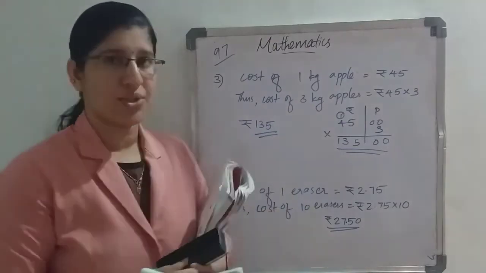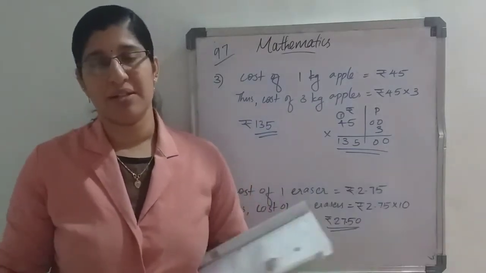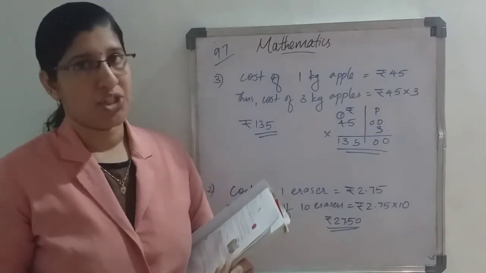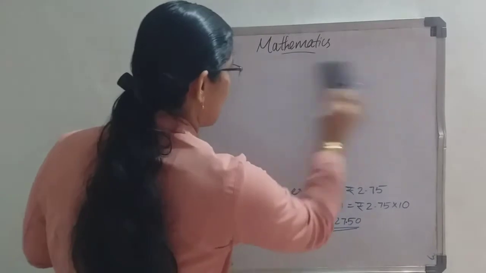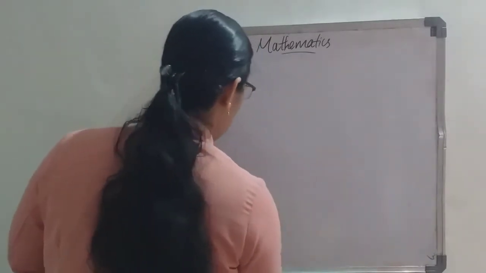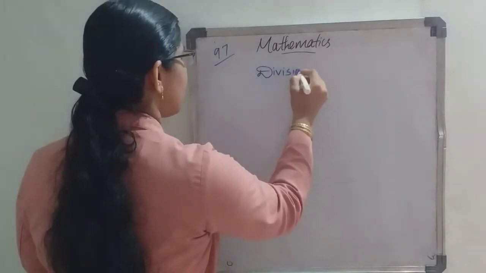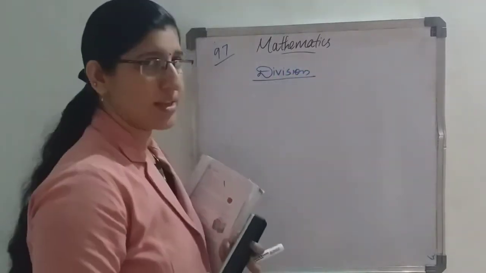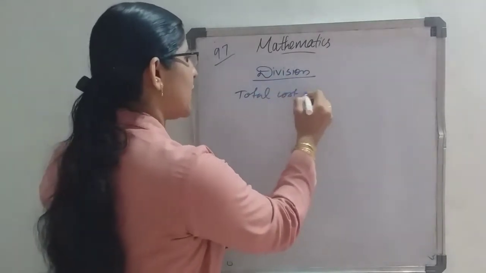I think you understood that multiplication. So whenever 1 is given, and you need to find out the many things, that is multiplication. So next we move to the division word problem of money. How will you do the division? The same way: the total number is given, the total cost is given. You need to find out 1.